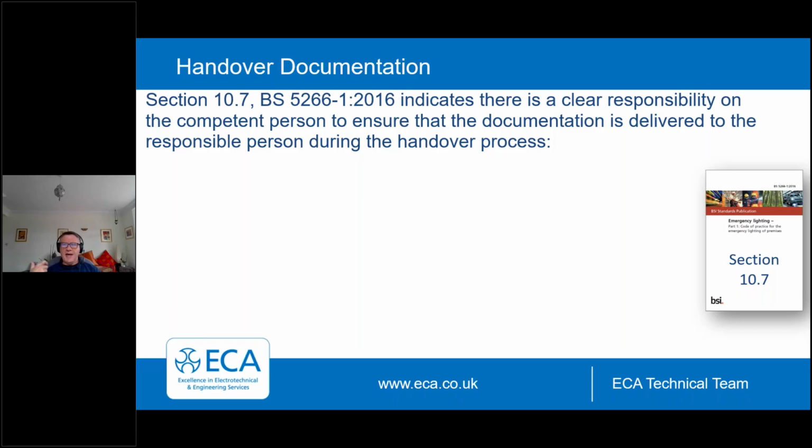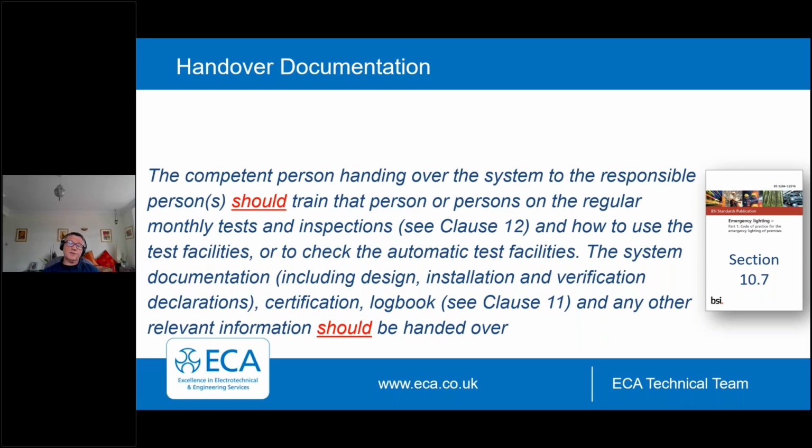So it's literally the handover from the competent person, either one who's installed it, to the responsible person who has responsibility for the building. There is a requirement to hand over the detail. Now, this is a bit wordy, and apologies for that, but I had to include all of it because it's got some really good stuff, and the terminology I've referred to here.